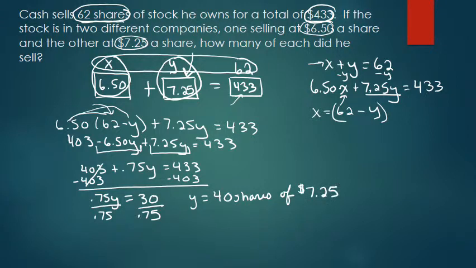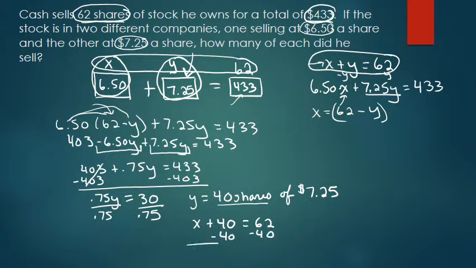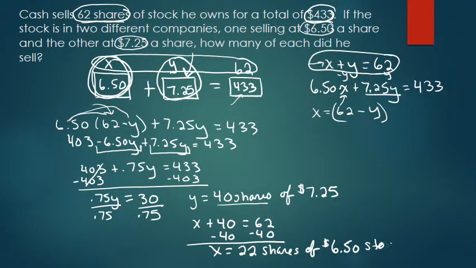Now I need to plug this value into my general equation. So I get x plus 40 equals 62. Now I subtract 40 on both sides, and I get x equals 22. And again, that is shares of, I'm going to look back here to remind myself what quantity that was, and it was the $6.50 stock. And I'll just include the word stock here in both of these. And those are your final answers.